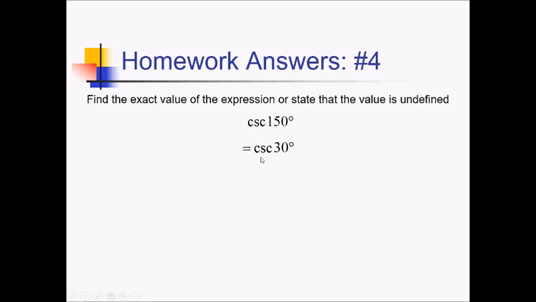And now we can rewrite this with its reciprocal. This is really 1 over sine of 30. Sine of 30 is 1/2, and 1 over 1/2, same change, flip, that's going to end up being 2.